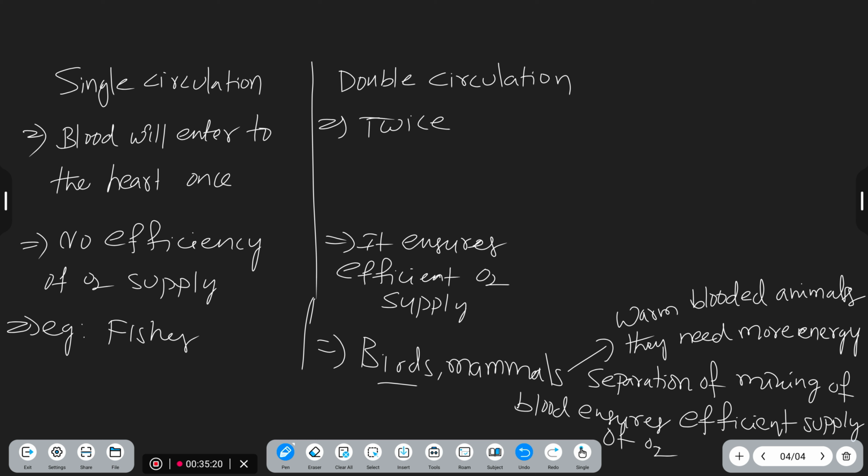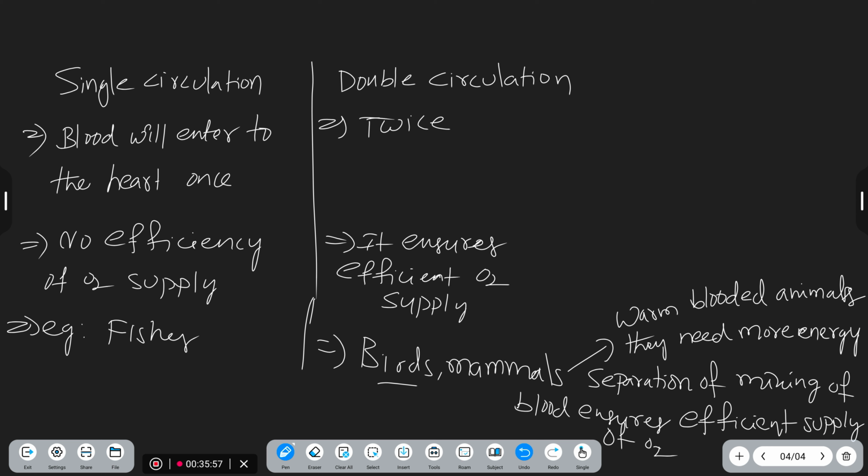Understood? Two chambers. Now we have discussed the human heart, isn't it? There are four chambers, valves are present, and septa is present. So there is separation of blood. The oxygenated blood does not mix with the deoxygenated blood in case of mammals and birds. Why? To ensure efficient supply of O2 to get energy. As they are warm-blooded organisms, they need more energy.